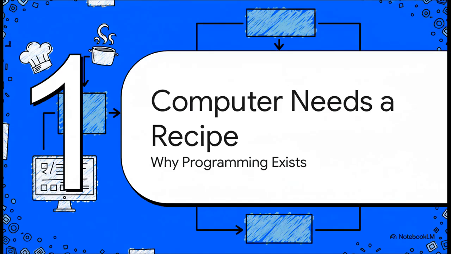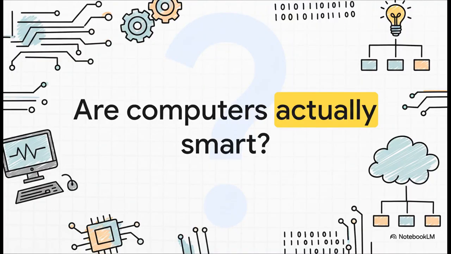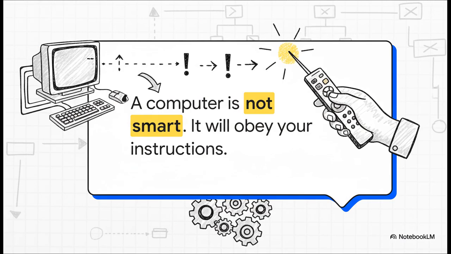All right, let's kick things off with the biggest, most basic question of all. This really gets to the heart of why programming even exists. I mean, we see computers do these incredible things, right? They calculate complex equations in a blink, run amazing games. It's so easy to think they're intelligent. But can they actually think? The answer is probably not what you'd expect. And the answer is a big fat no.